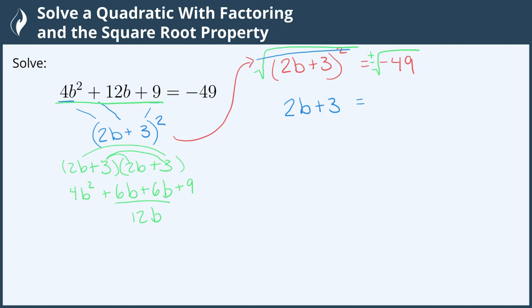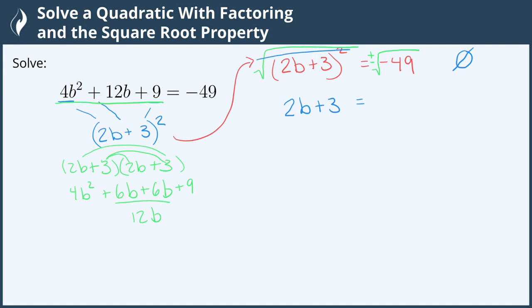However, in this situation, we have the square root of negative 49. Negative 49 is not a real number. This is imaginary or complex. If you simply need to know if it's imaginary or complex, you can stop at this point and just say that there is no solution. However, if you need to find that imaginary or complex number, you can continue following along with me.